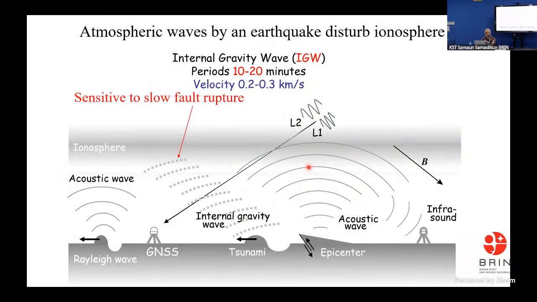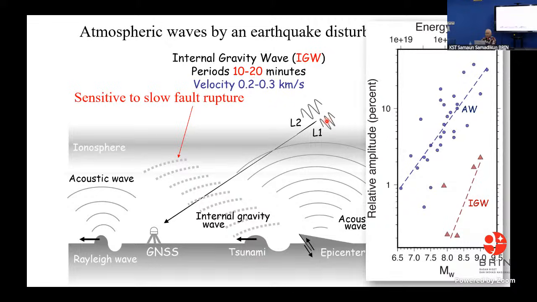Okay, so that is a direct acoustic wave. Then I'm going to talk about this internal gravity wave. This is the third wave from the earthquake and also tsunami. This is very important for slow fault rupture. So you can tell if this earthquake is a slow earthquake by observing this internal gravity wave.